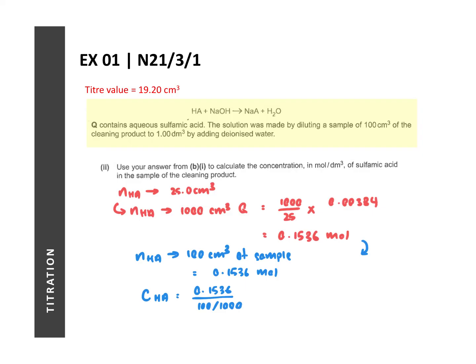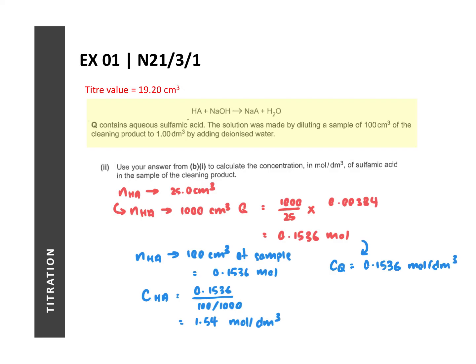Okay. So in this case, it will be 1.54 moles per dm cube. The second way of doing it is this. You can find the concentration of acid in Q first. So the concentration of acid in Q in this case is also 0.1536 because we have this number of moles in 1 dm cube of Q.